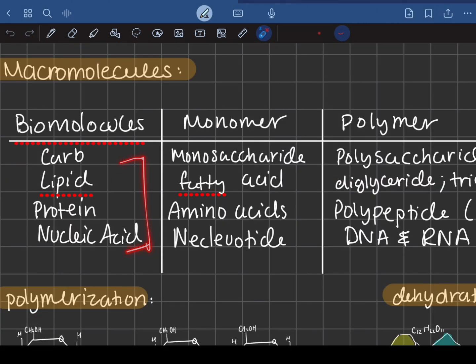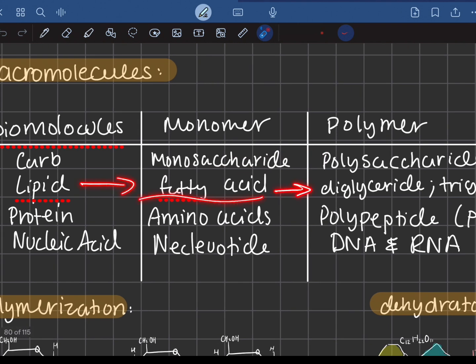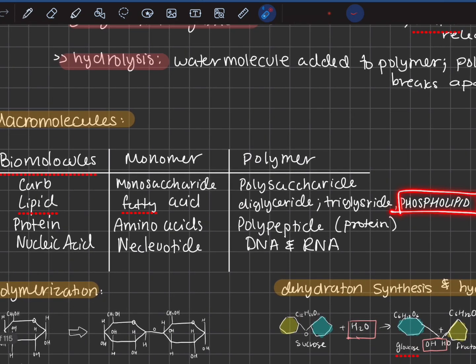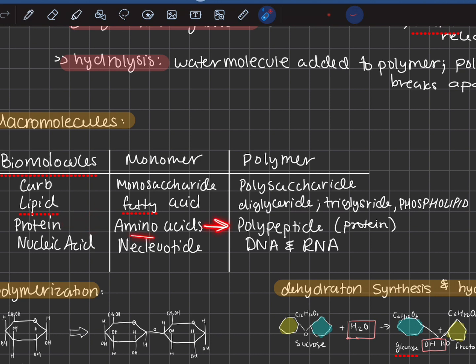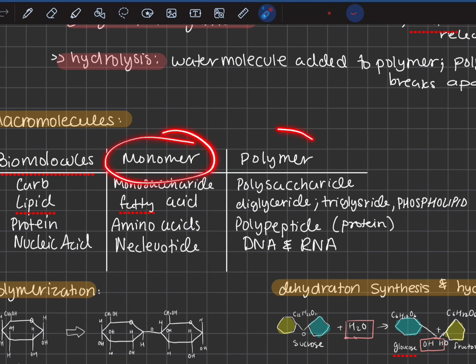These four biomolecules are made up of monomers and polymers as well. Carbs are made of monosaccharides, which come together to form polysaccharides. Lipids are made up of fatty acids, which come together to form triglycerides, but basically phospholipids. Phospholipids are the main one that you would have to remember. Proteins are made of amino acids, and these amino acids come together to form a polypeptide chain, which is a protein. Nucleic acids are made of nucleotides, and these nucleotides come together to form DNA and RNA, which is a nucleic acid. This monomer makes this polymer, which is this type of biomolecule.